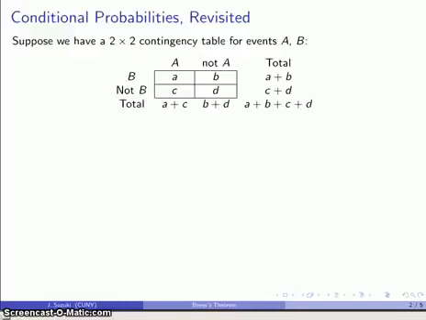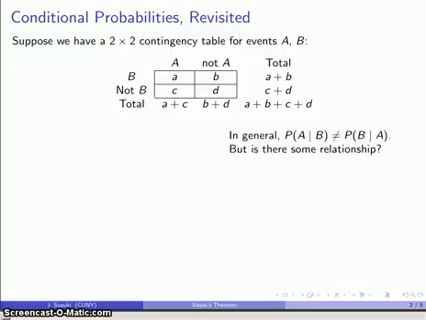So this goes back to the idea of conditional probabilities. Let's suppose we have a 2x2 contingency table for our two events A and B, where either A occurs or it doesn't, and B occurs or it doesn't, and we have the frequencies, the times that it has occurred, and we've extended our totals. Now again, remember that in general, we cannot assume any relationship between the probability of A given that B has occurred and the probability that B occurs given that we know that A has occurred. But is there some relationship we can express between the two events?